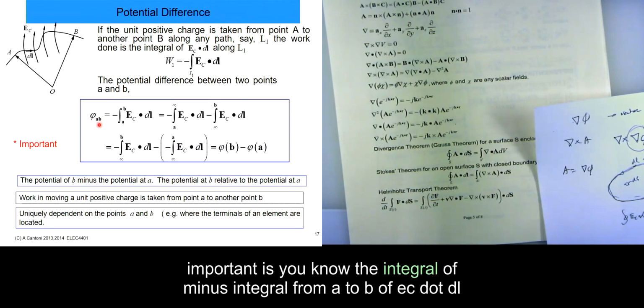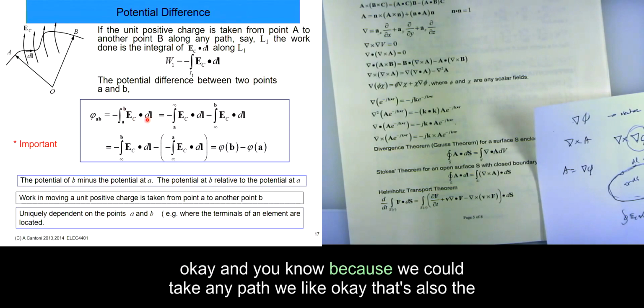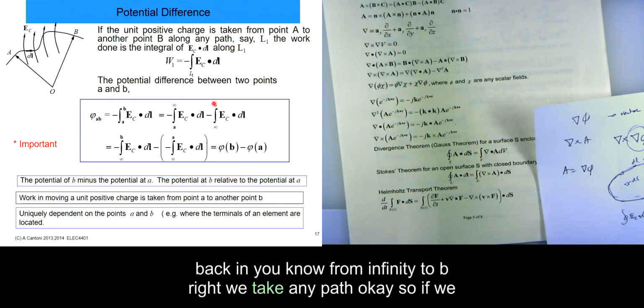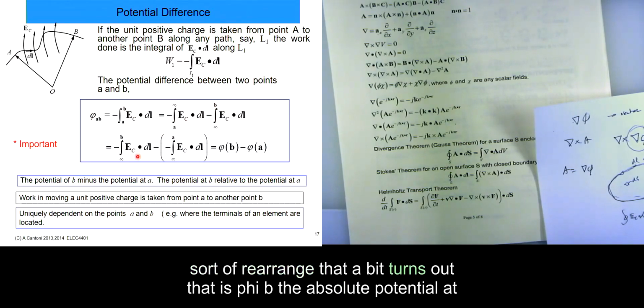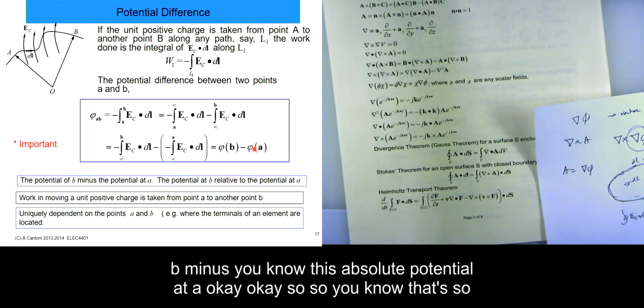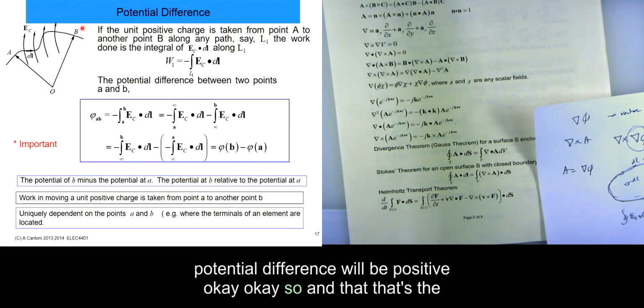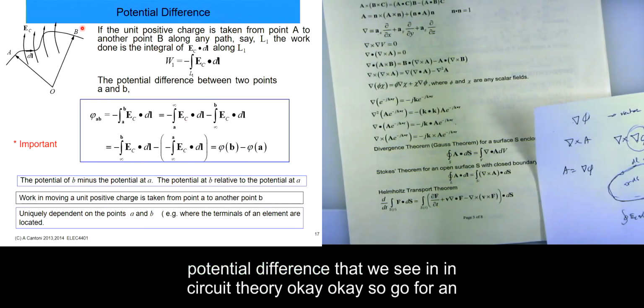It is minus the integral from A to B of E_C dot dl, okay? And because we could take any path we like, that's also the same as going from A out to infinity and then coming back in from infinity to B, right, because we can take any path. If we rearrange that a bit, it turns out that is phi B, the absolute potential at B, minus the absolute potential at A, okay? So if B was at a higher potential, then you can see the potential difference would be positive, okay? And that's the potential difference that we see in circuit theory.